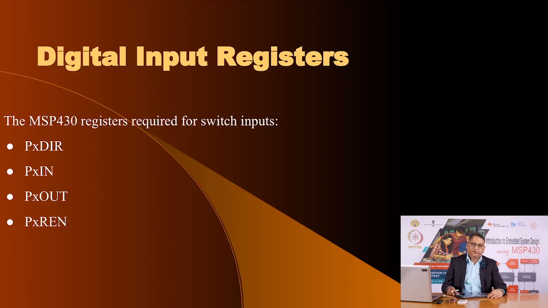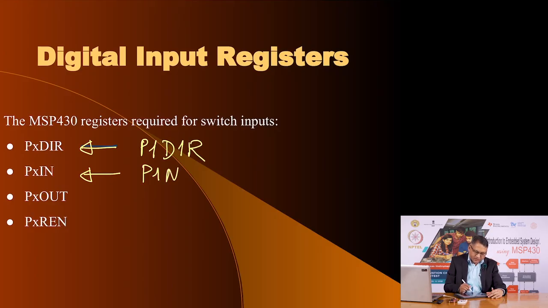For that we have 4 registers, that is PX dir, which means if we are talking about port 1, it will become P1 dir. We need to configure the appropriate bit of P1 dir where we want to connect a switch as input. Then we need to be able to read P1 in, because this will give us information about the state of our switch, whether it is 1 or 0.